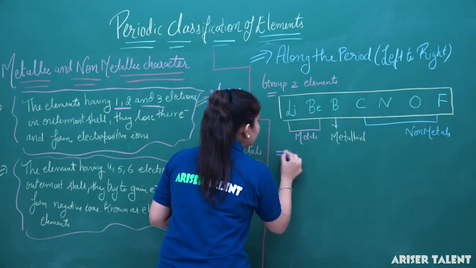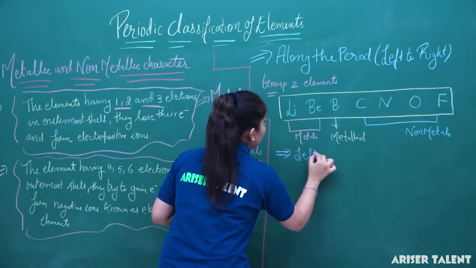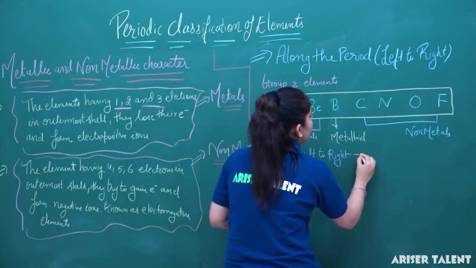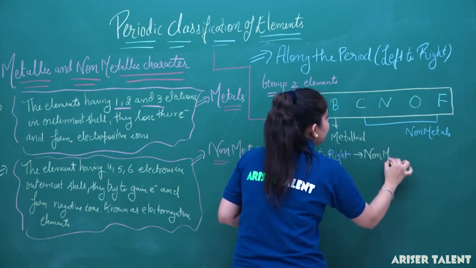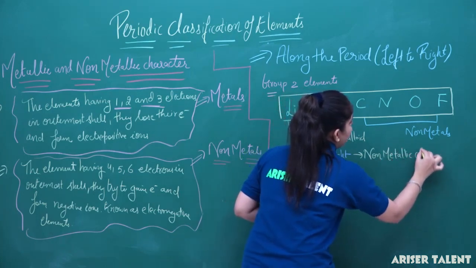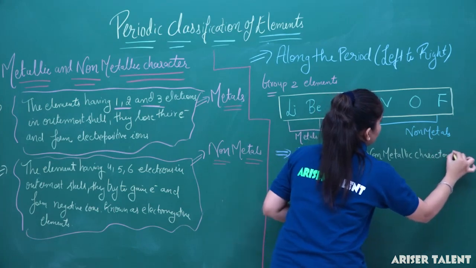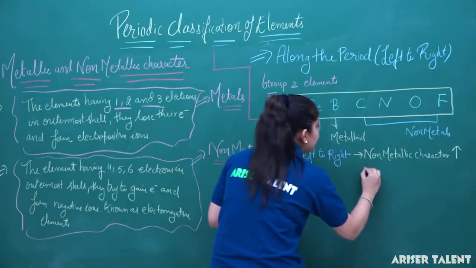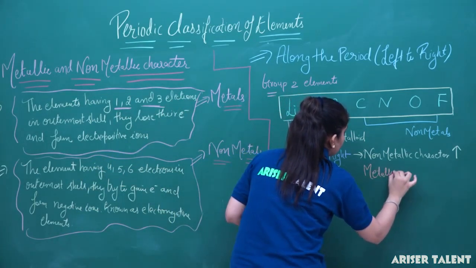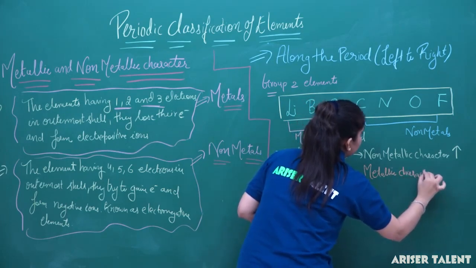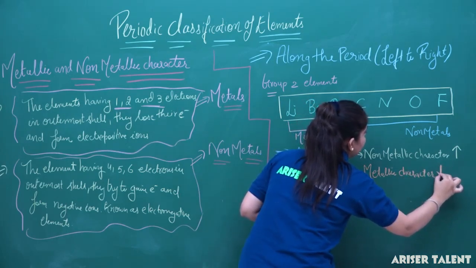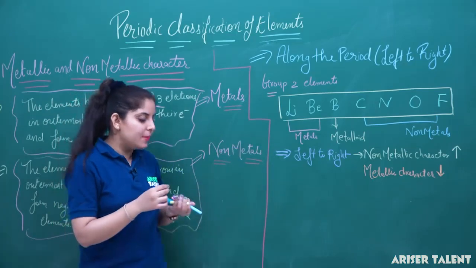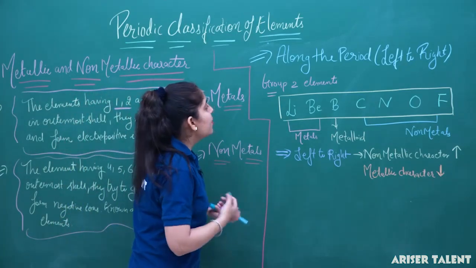So, what we can conclude here, in moving from left to right, what is increasing? Non-metallic character increases. And what is going to decrease? The metallic character is going to decrease. So, this is the trend in the elements that group 2 elements are showing here. Now, let us see more examples here.